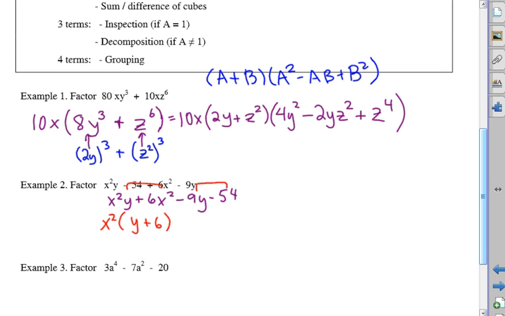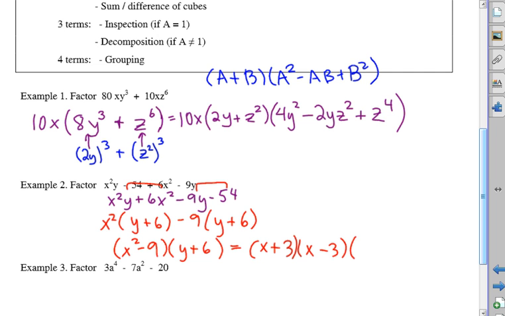What's our GCF here? Negative 9. Remember, if the first number is negative, we factor out that negative. Y plus 6. And so our answer, oh, we're not done though. We're left with x squared minus 9 times y plus 6. Does anyone see where we can go from here? Close, not perfect. Difference of squares. X plus 3 times x minus 3, y plus 6.